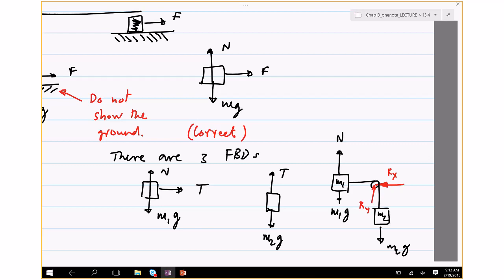There are multiple ways of doing this. You could draw it in any direction. As long as you show Rx, Ry, that's fine. You could also show it at an angle. Then it's a matter of finding the magnitude and the direction of the force.